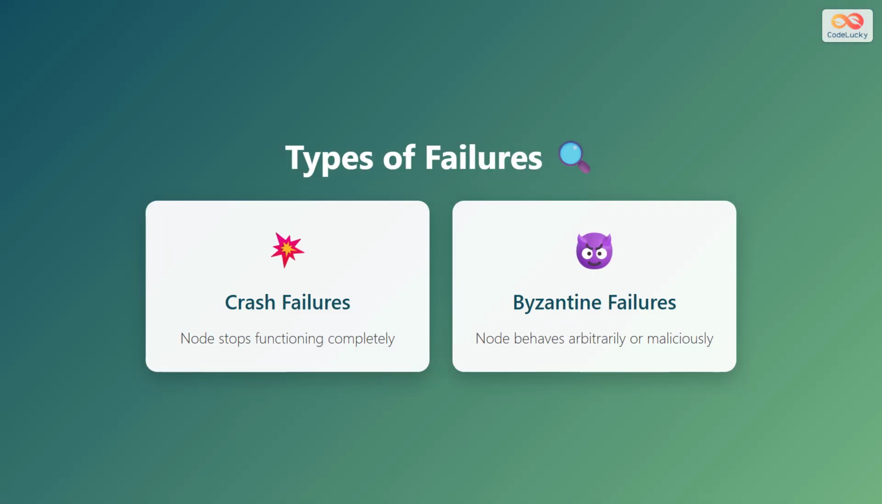To understand Byzantine faults better, let's compare them with simpler failures. Crash failures occur when a node stops functioning completely and doesn't return any result. This is relatively straightforward to handle. Byzantine failures, on the other hand, are far more problematic because the node continues to operate but behaves arbitrarily or maliciously. It might send different messages to different nodes, return incorrect data, or act unpredictably. This makes Byzantine failures much harder to detect and tolerate.